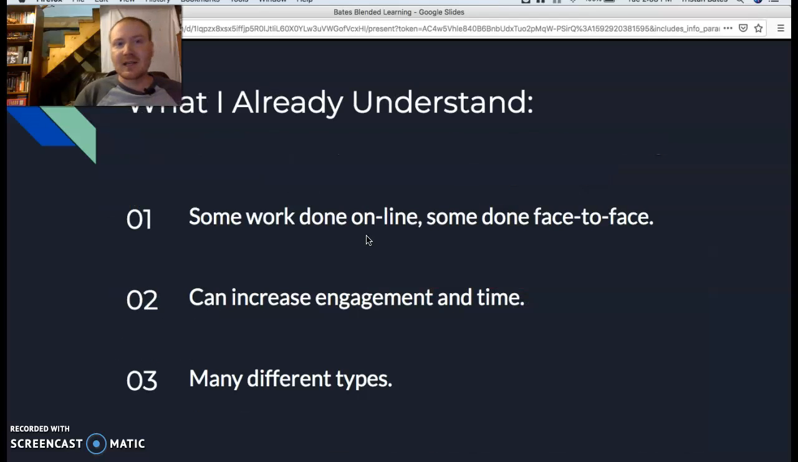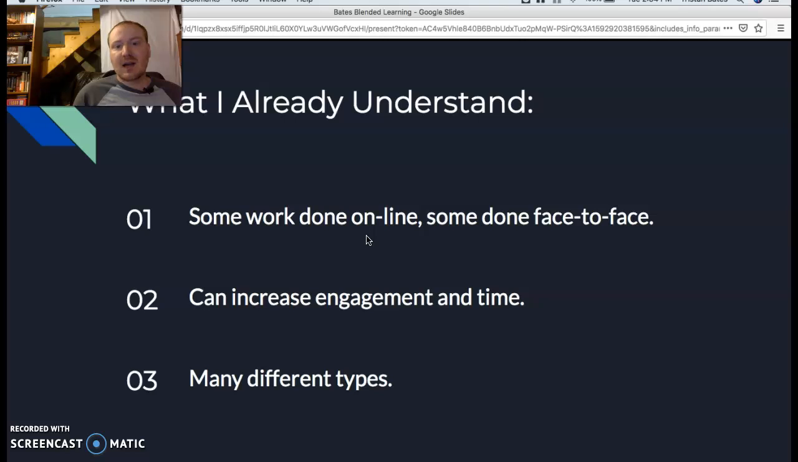So what I already understand about blended learning, a lot of it, you have some work that's done online, some that's done face-to-face. So last week we were looking at flipped classroom. So flipped classroom is a specific type of blended learning where you do a lot of the videos outside of class and the content delivery outside of class and then the practice inside of class. So blended learning, certainly flipped classes are part of that. But blended learning is a lot more than just that.